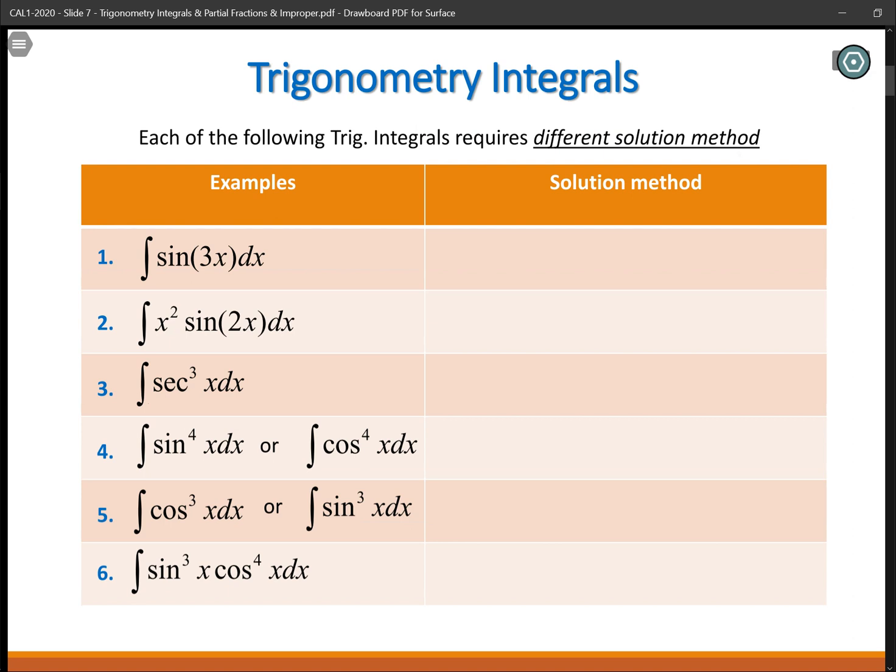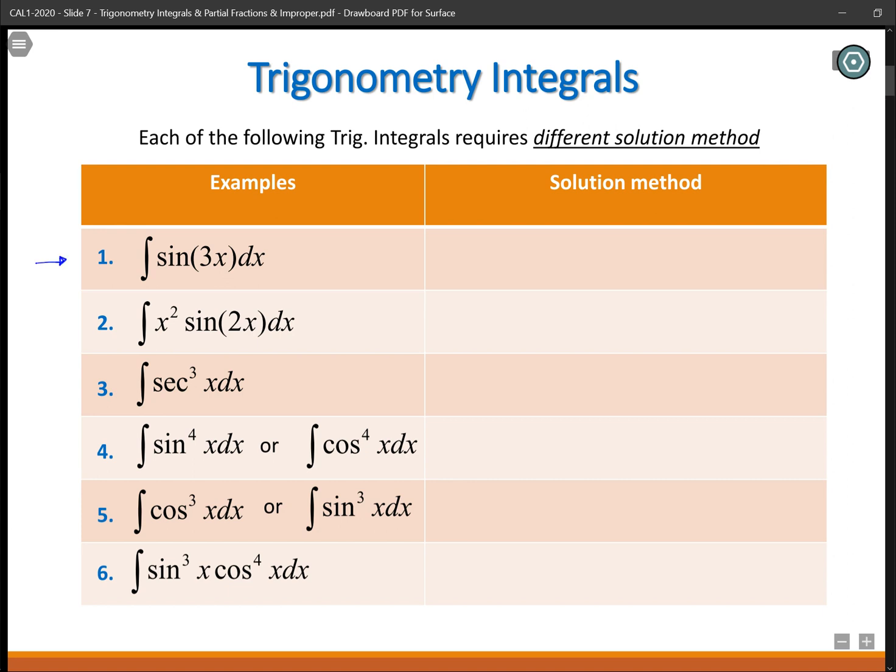I put 6 of them here because even though they are all trigonometry functions, they have different patterns, they have different forms, and most of the time they require different techniques in order to solve. All right, so let's take a look at this one by one to get familiarized with the trigonometry integrals. So let's start with the first one.